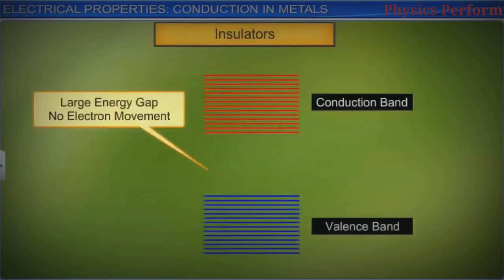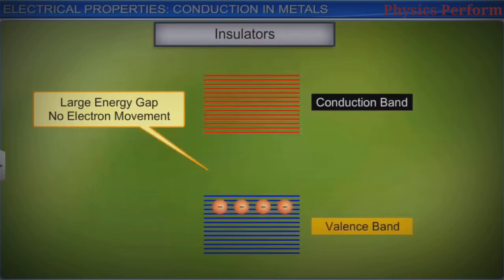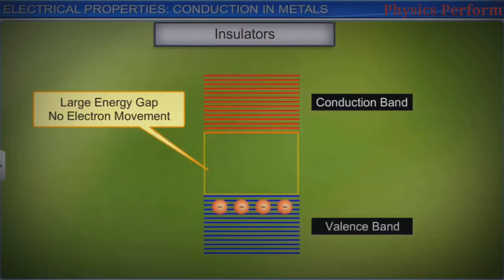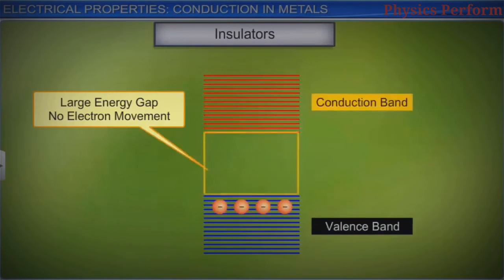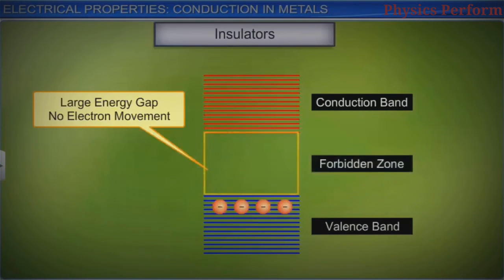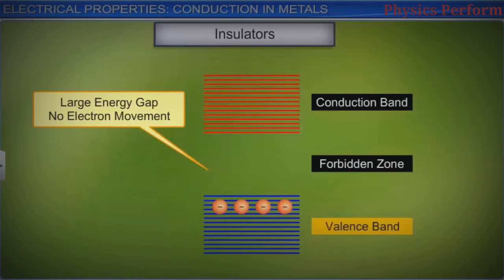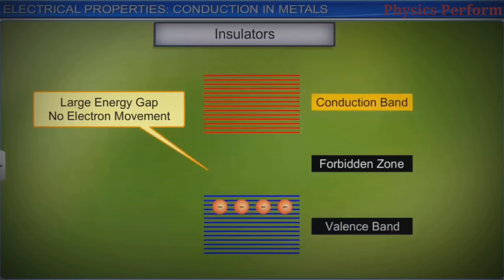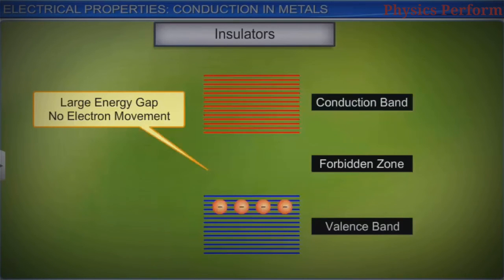In insulators, as you can see, the electrons in the valence band are separated by a large gap from the conduction band. The gap region is called the forbidden zone. This gap is so large that enough energy is not available under normal conditions to promote electrons from the valence band to the conduction band. Hence, the solid behaves as an insulator.